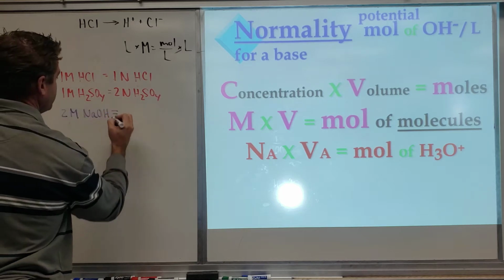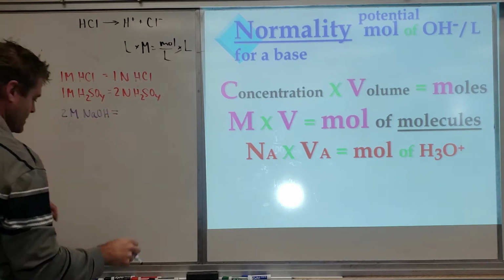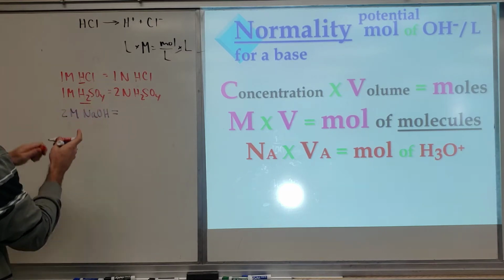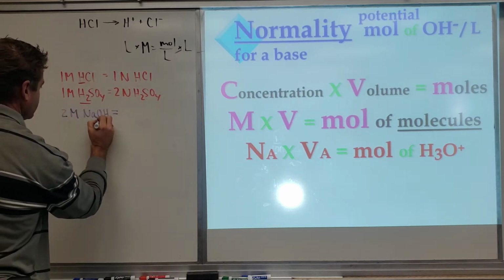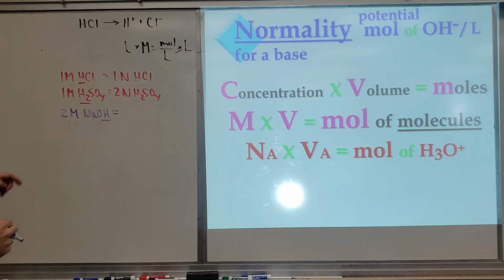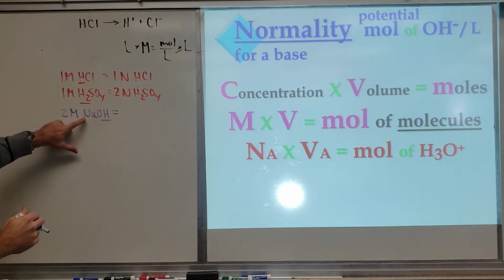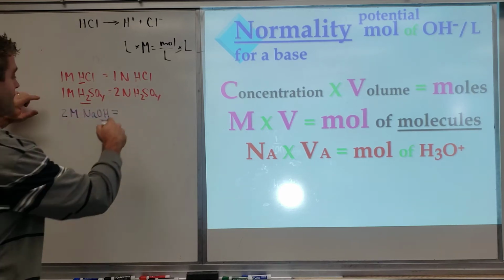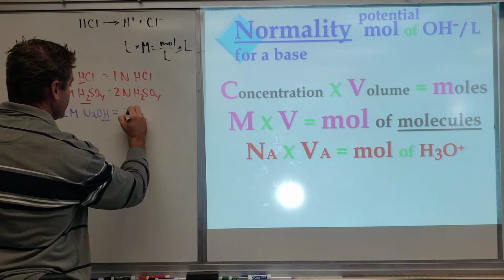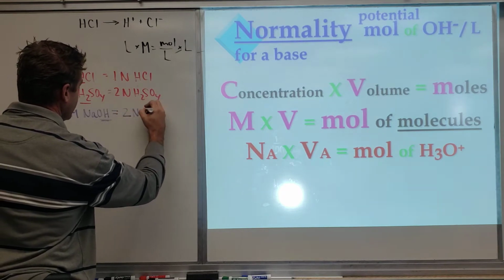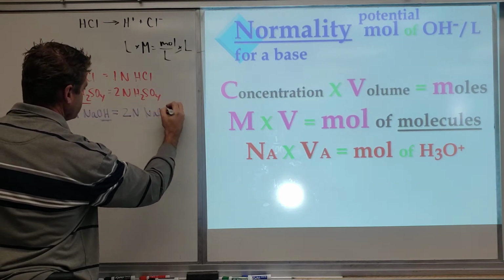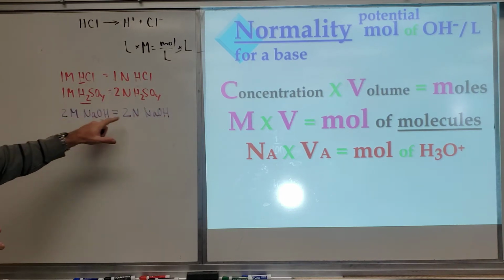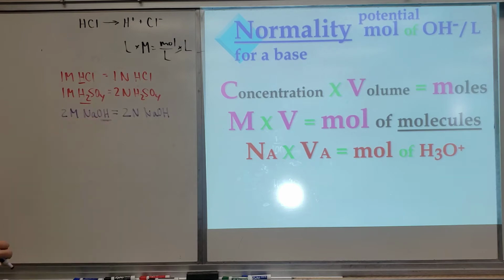The question is, what would be the normality? Well, just like with the acid, we look at how many potential H plus ions it can donate. When it comes to the base, we look at how many potential hydroxide ions it could donate. And you can see there's 1 OH for every one of these. So if it's 2 moles per liter of NaOH, then the normality is going to be 2 normal NaOH. You see it's the same because there's 1 OH for every NaOH.